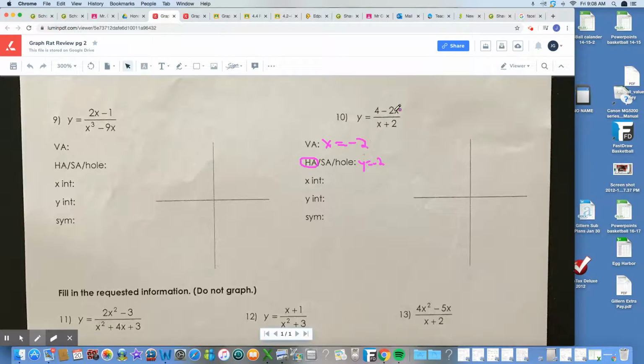We set this equal to 0, and that is 2. So I get an x-intercept at 2, comma, 0. Y-intercept, I plug a 0 in here, a 0 in there. It's 4 over 2, which is 2. A lot of 2's in this problem.